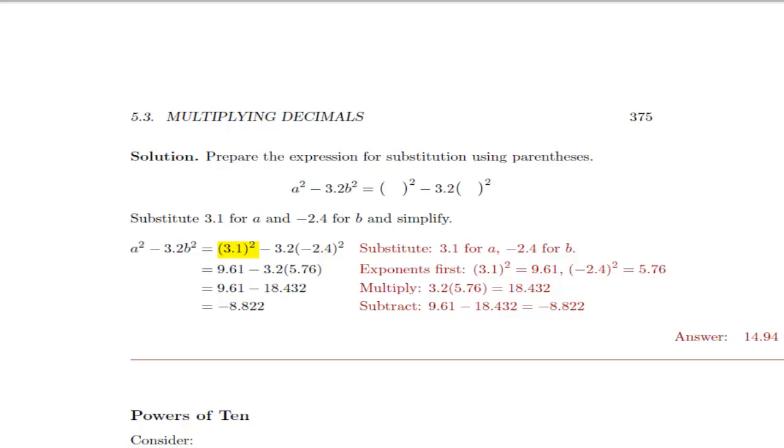We'll do exponents first. 3 and 1/10 squared is 9 and 6100ths. Negative 2 and 4/10 squared is 5 and 7600ths. Then we'll multiply. 3 and 2/10 times 5 and 7600ths is 18 and 432 thousandths. Then we'll subtract. 9 and 6100ths minus 18 and 432 thousandths gives us negative 8 and 822 thousandths.